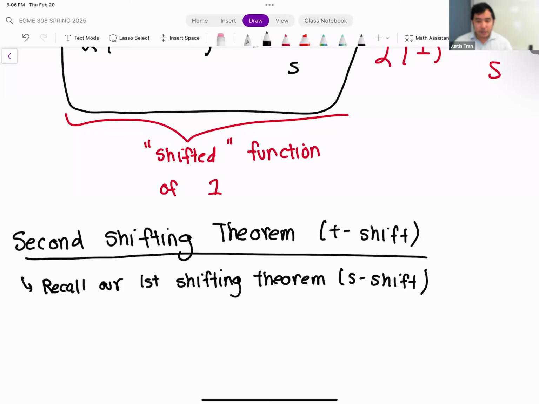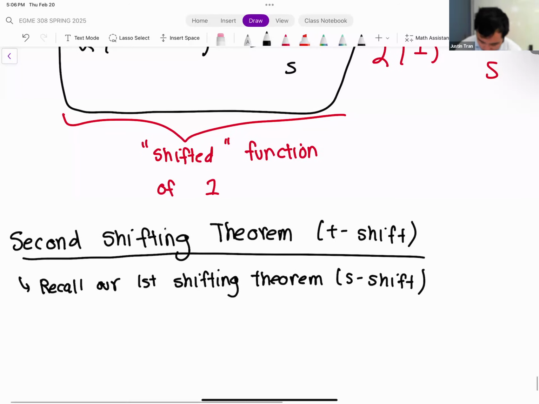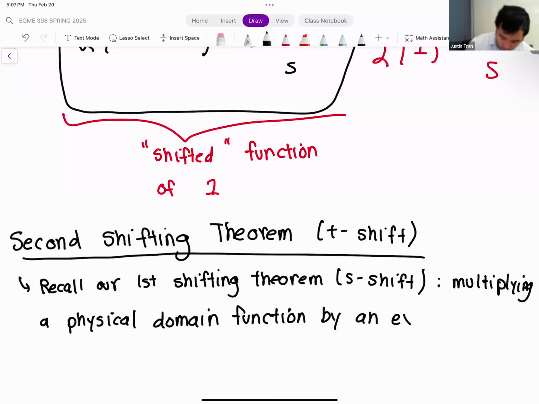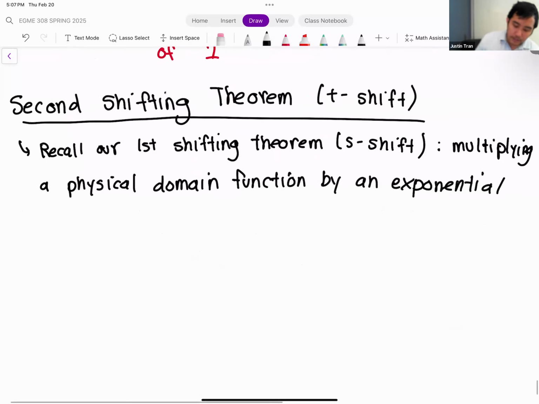Okay. So for an S shift, the way it worked was that if we multiply a function in the time domain, in the physical domain, by an exponential function, then what that essentially does is that it shifts the Laplace transform by an amount of that exponential.